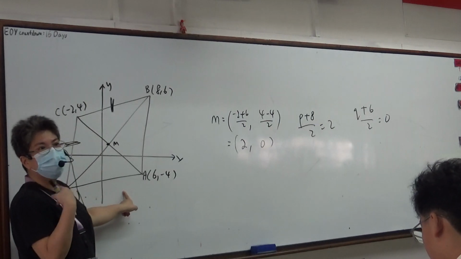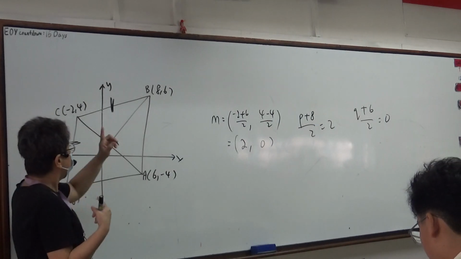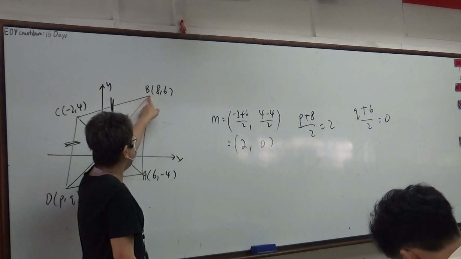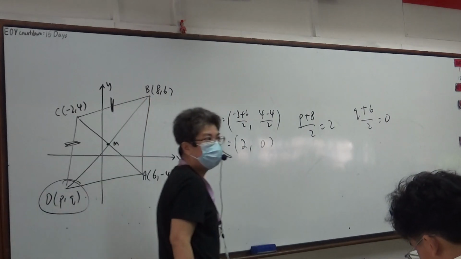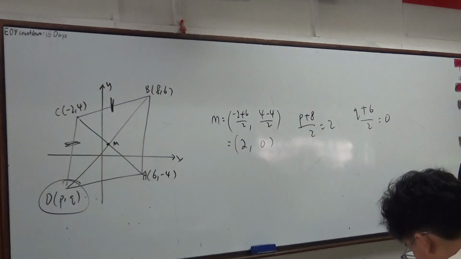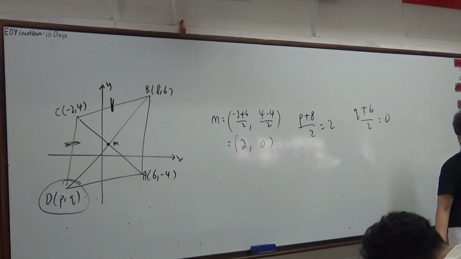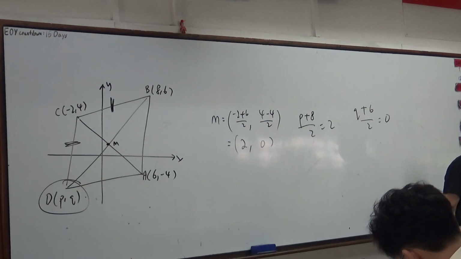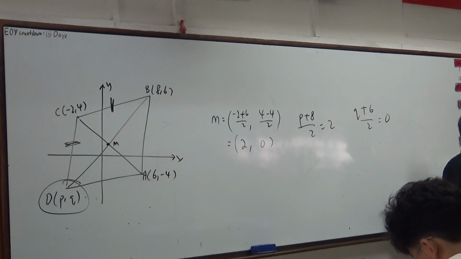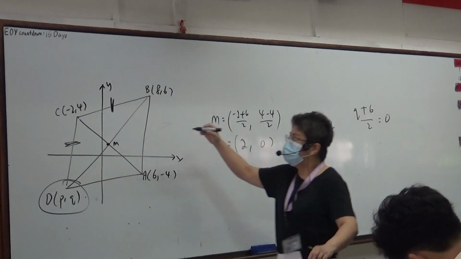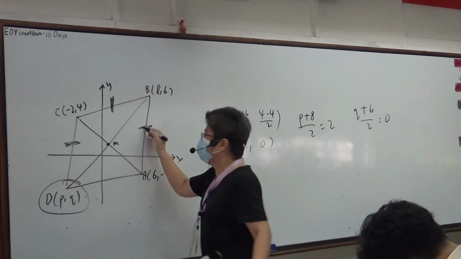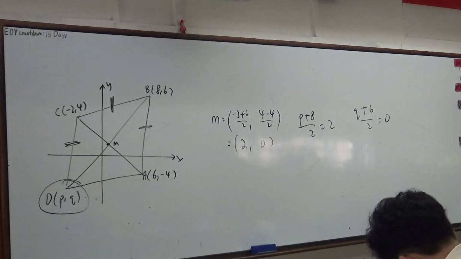Now, class, let me tell you this. Look up. I will always prove this line equal to this line. I try not to use this one. Why? Why don't I want to use point B? In case you get it wrong, right? Do you agree? Okay? So, I will prove that this line is equal to this line. Then it will be a rhombus.